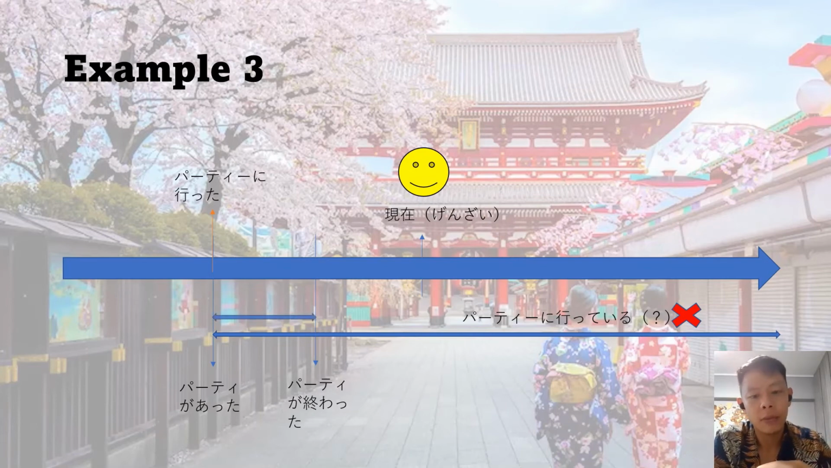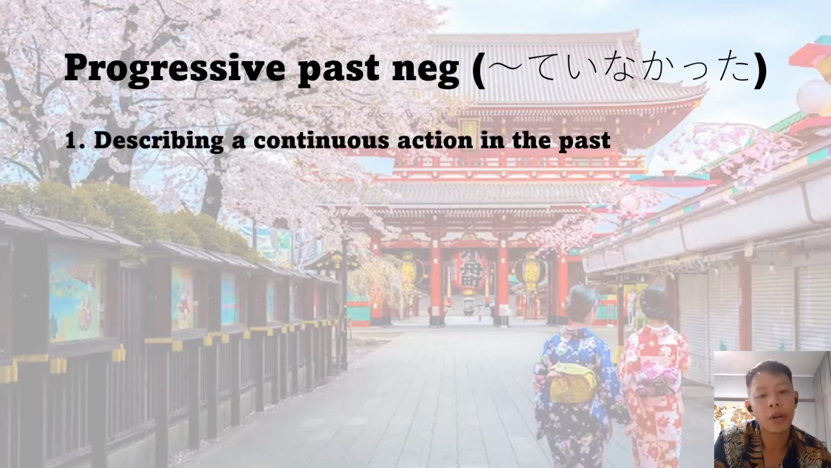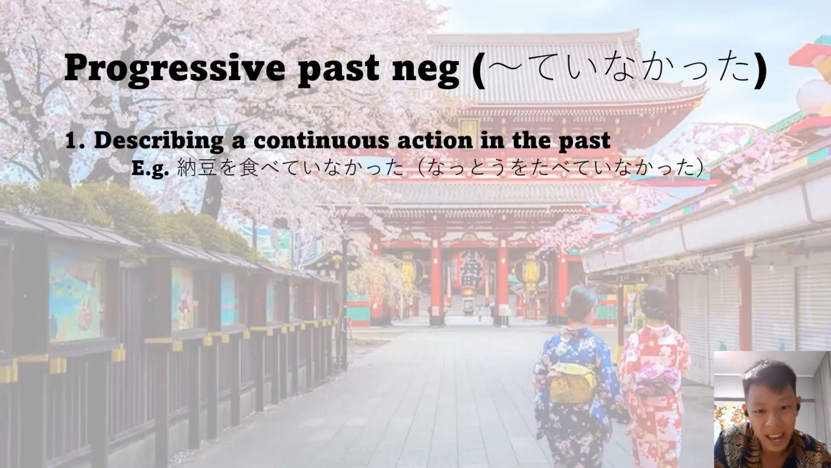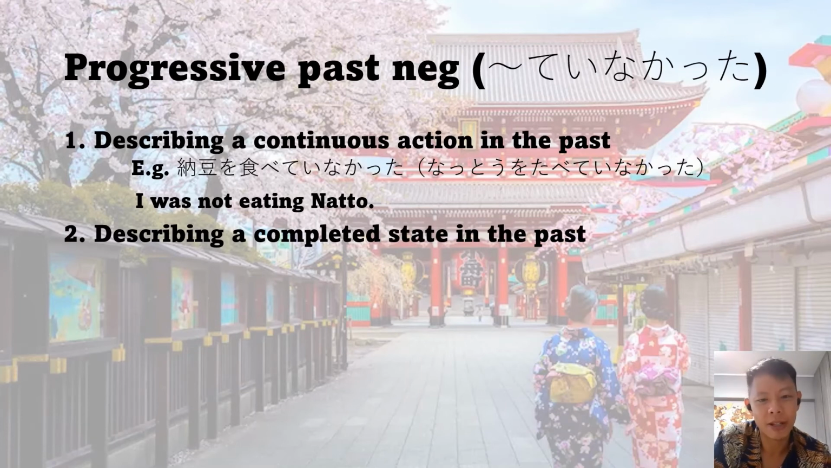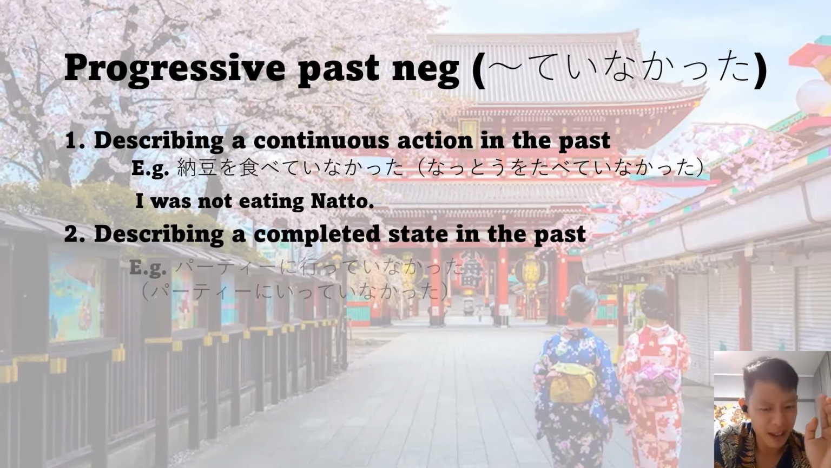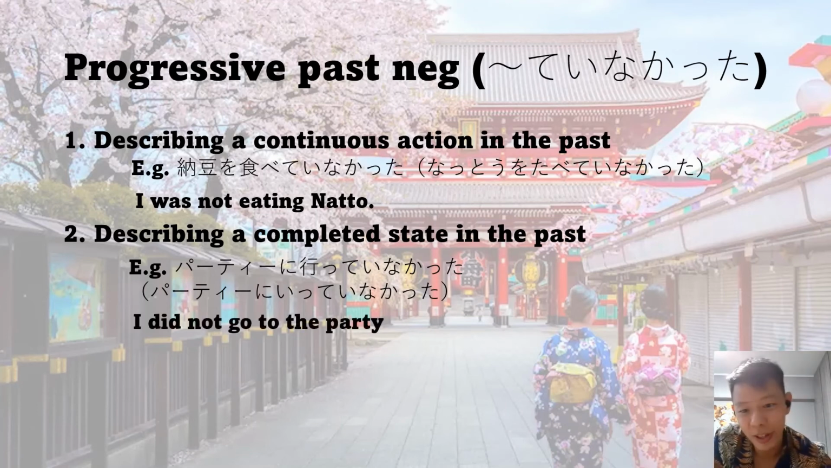If you take a look at this timeline over here, that was the state here where you actually went to the party, you would say "party ni itte ita." The progressive past negative tense, or "te inakatta," is exactly like the progressive past tense, but it's in its negative form. So when you're describing a continuous action in the past that did not happen, "natto tabete inakatta," I was not eating natto, or you're describing a completed state that did not happen in the past, like "party ni itte inakatta," I did not go to the party, you would use this tense.